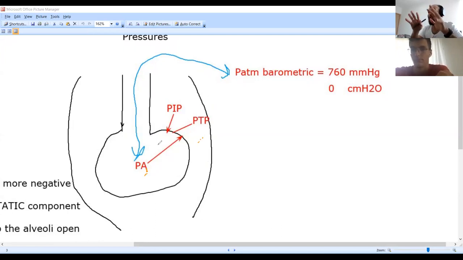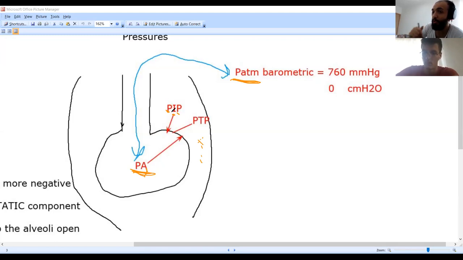So we have to know all the pressures. First pressure we have to know is the atmospheric pressure. It's the summation of the gases in the air, and its value is 760 millimeter mercury, right? Okay, next pressure is inside the alveoli. The air inside the alveoli has a pressure, right? This is called alveolar pressure. Next, I have some fluid inside the pleura, right? It has a pressure, called intrapleural pressure, PIP.